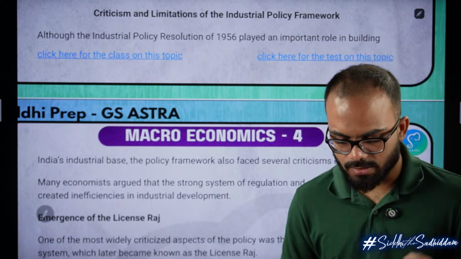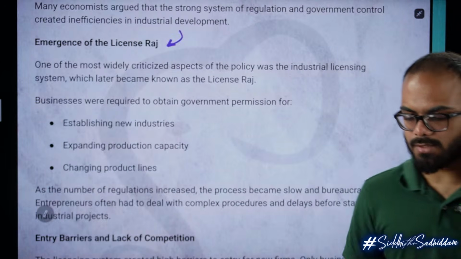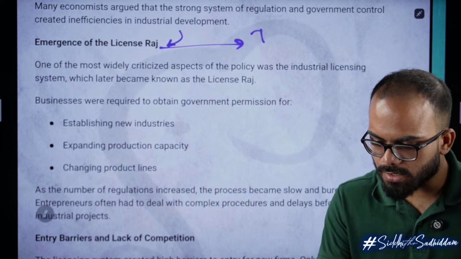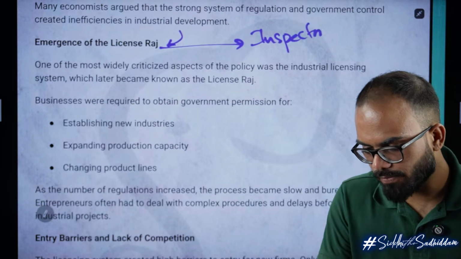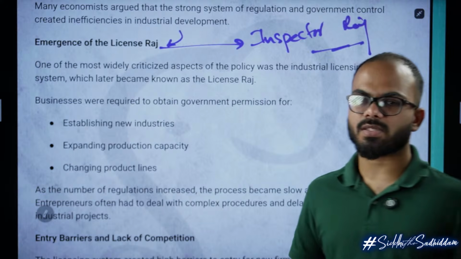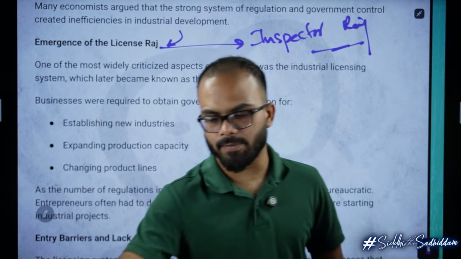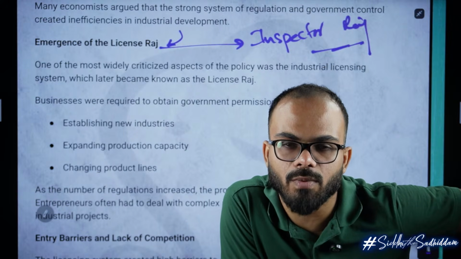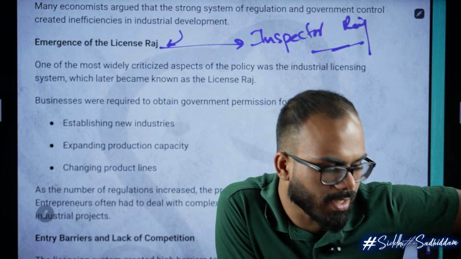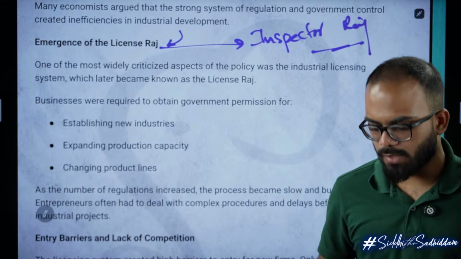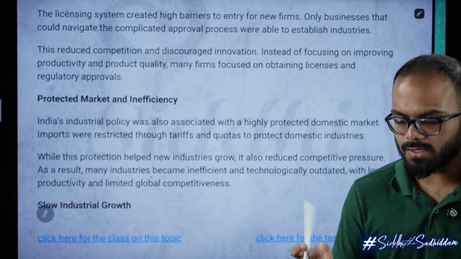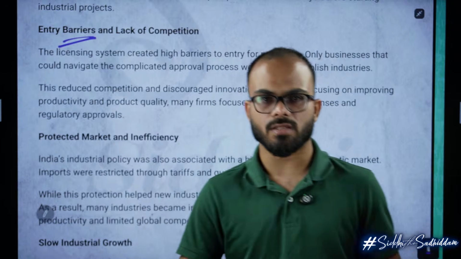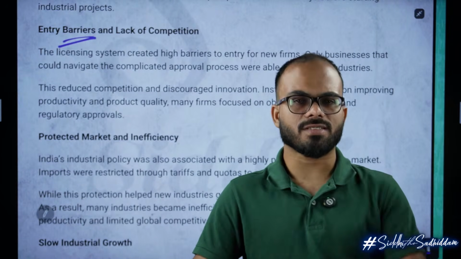The criticism is pretty simple. First major criticism is you have License Raj. You wanted to take a license for everything. License Raj eventually led to Inspector Raj, because any person who would say I am an industry inspector, I am a factory inspector, would come and verify everything. They would start taking bribes. So this led to a lot of corruption. There were entry barriers, because if you have so many licensing systems, so many things to establish, then obviously you can't start anything new.